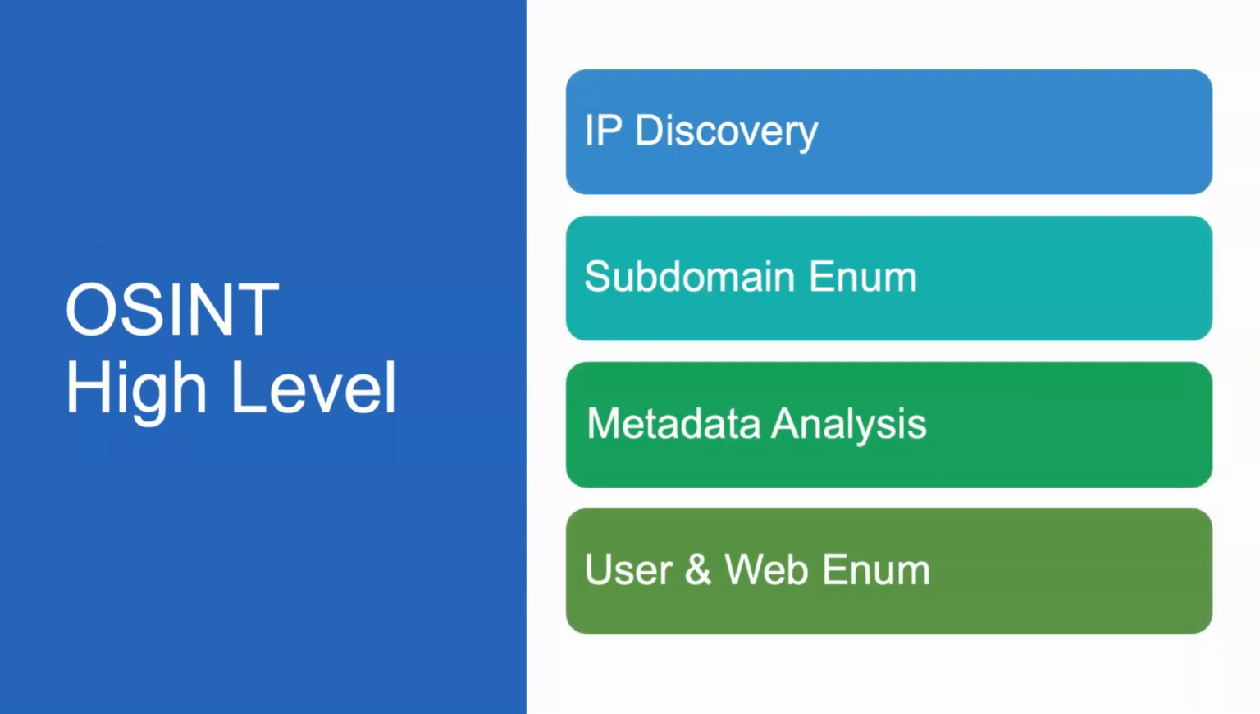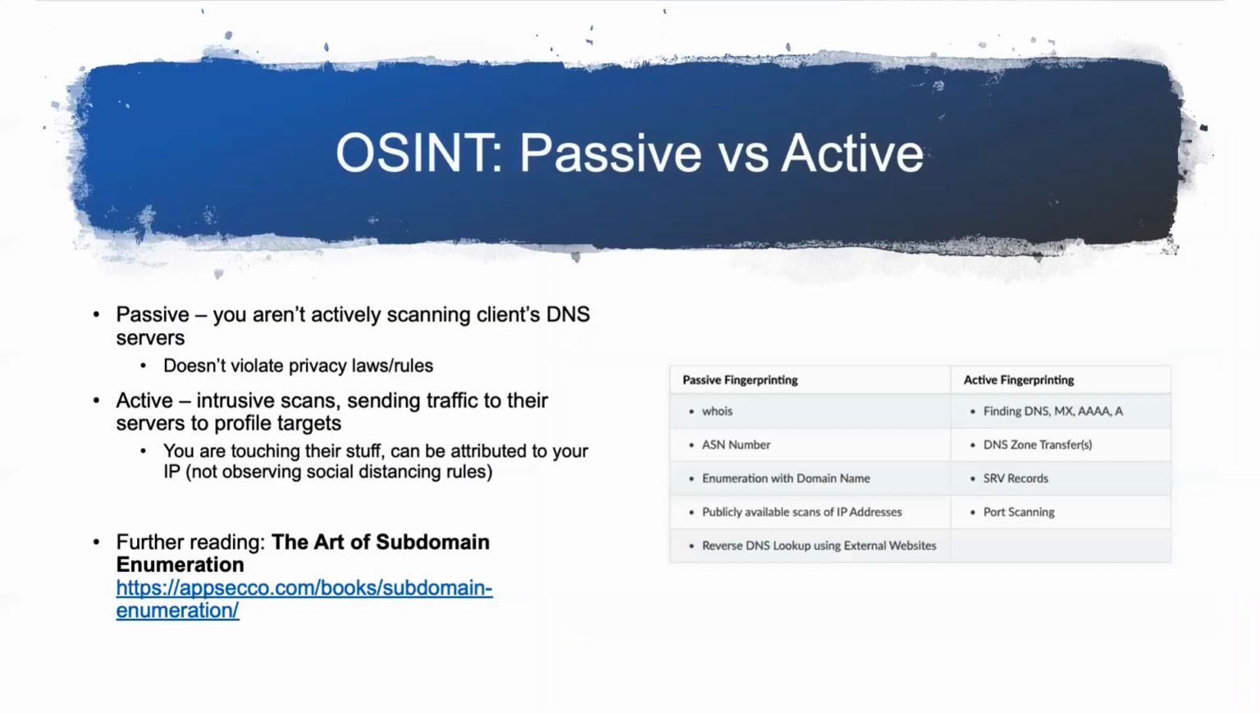There are 4 domains that I want to cover related to pen testing with OSINT: IP discovery, subdomain enumeration, metadata analysis, and user and web enum.